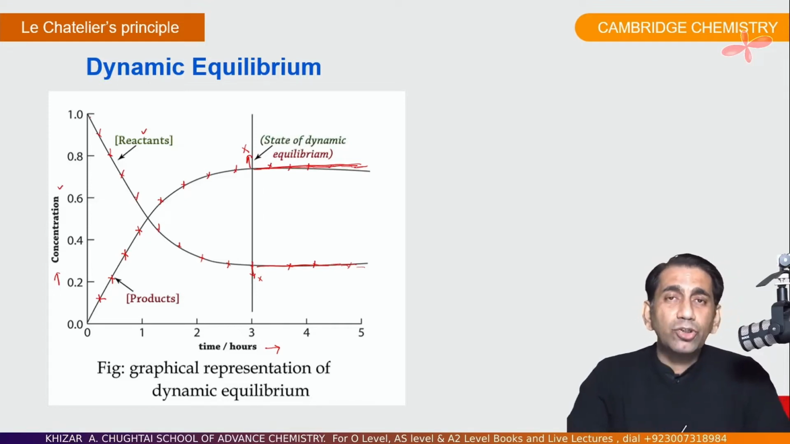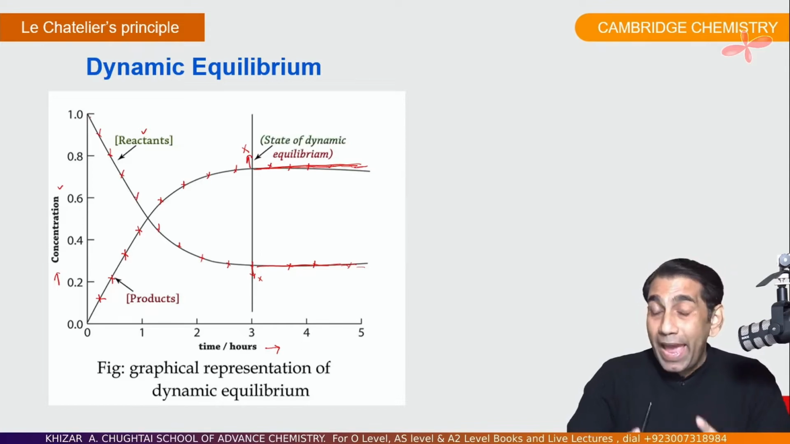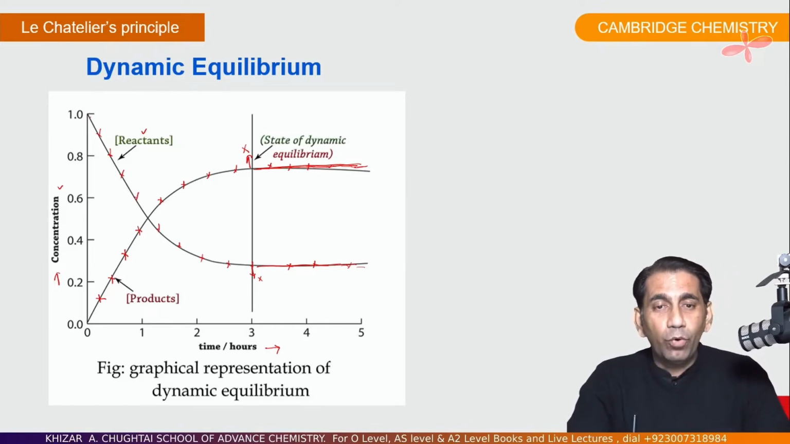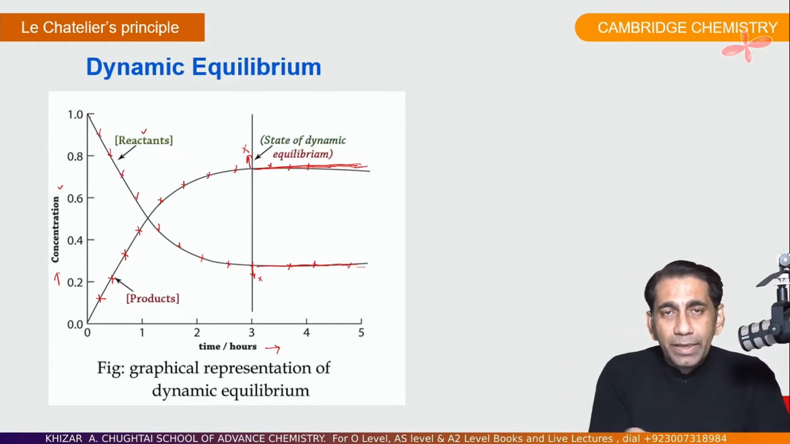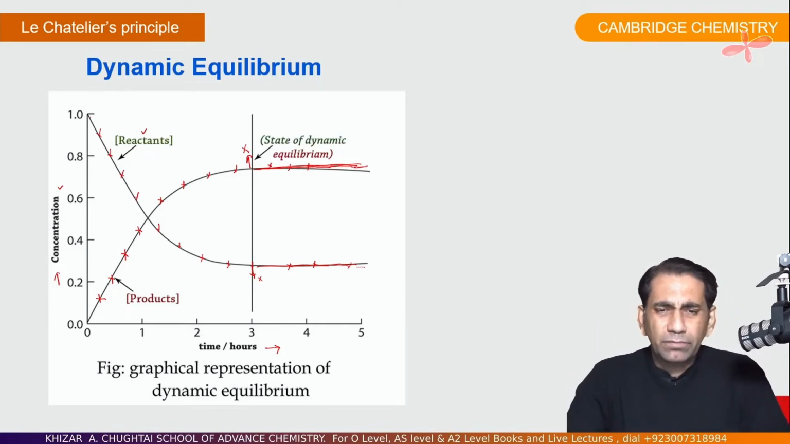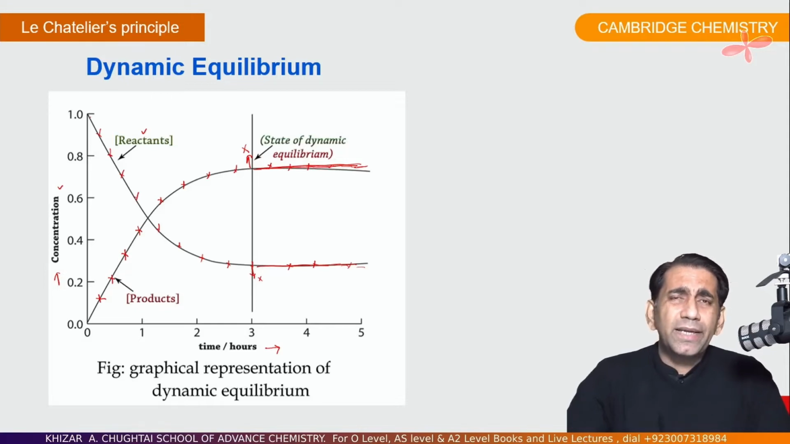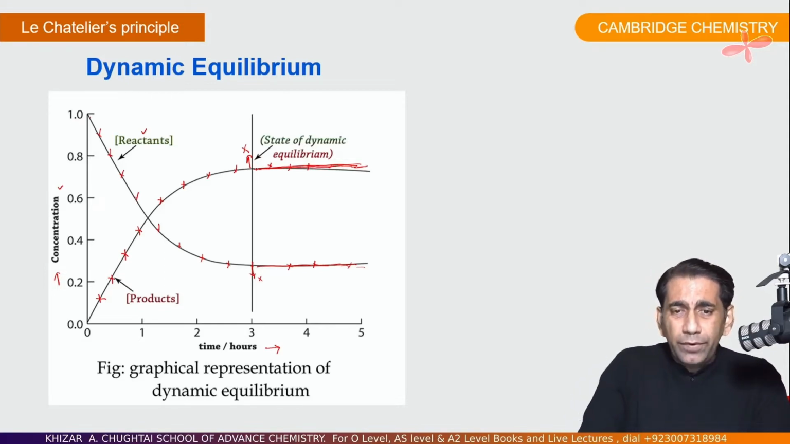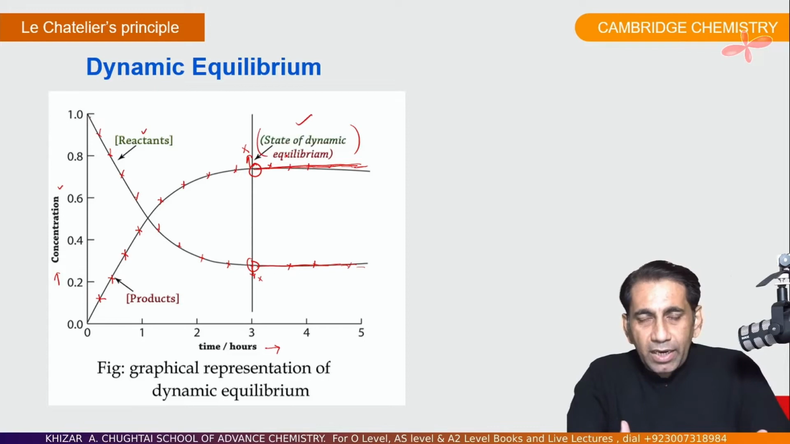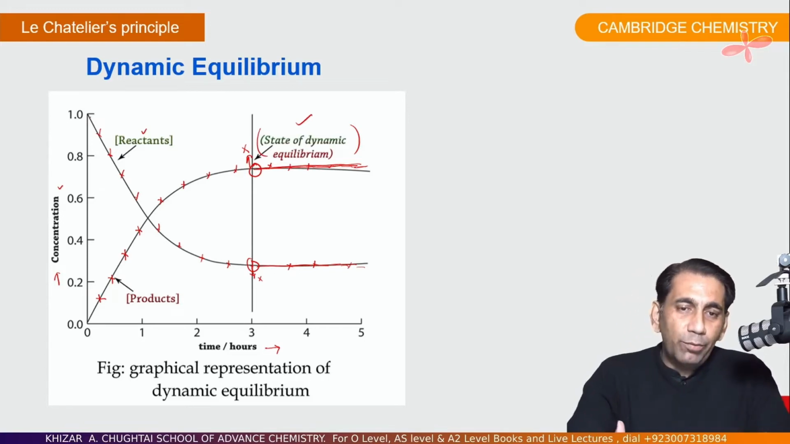And this stage is said to be dynamic equilibrium. At this stage, reactions keep on moving. I mean, reactants are changing into the products, and reversibly, the products or the yield are changing back into the reactants. So this stage is the dynamic equilibrium. When these two curves become flat, that is the indication that the position of the dynamic equilibrium is achieved.